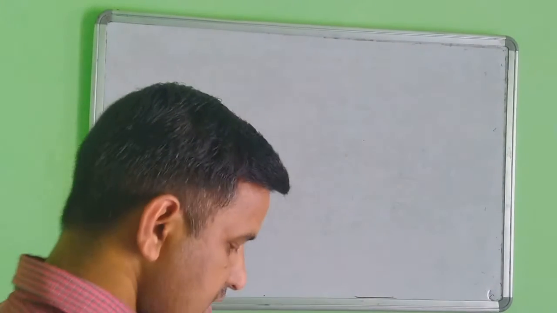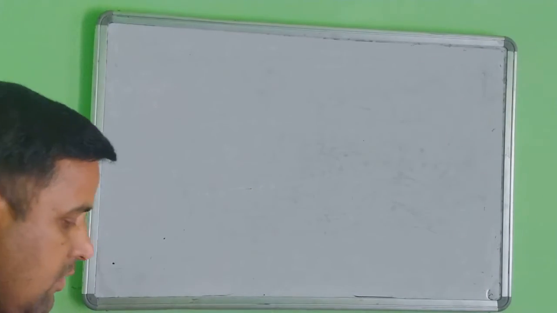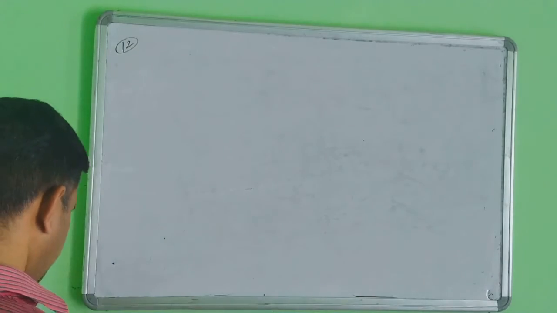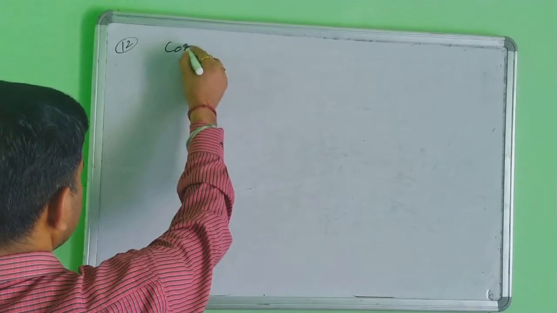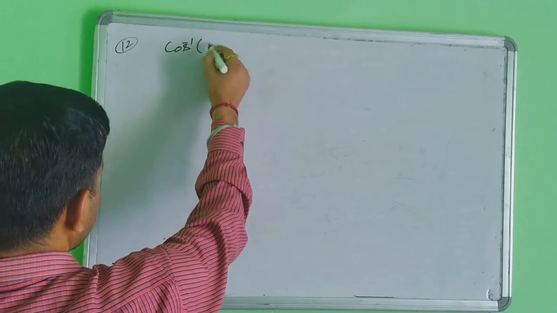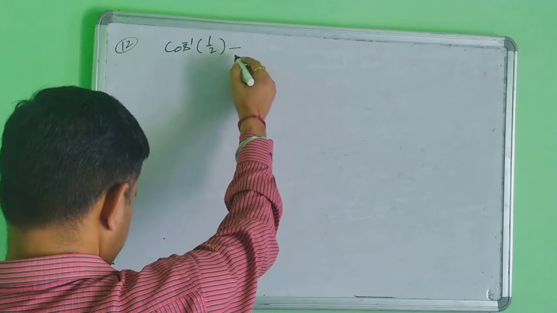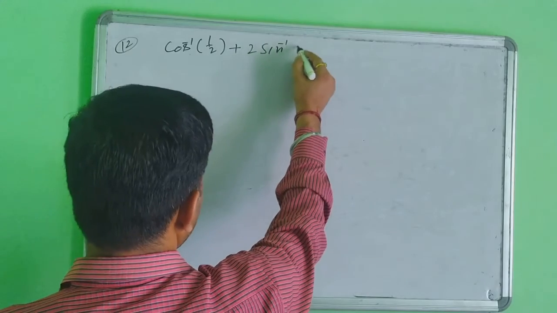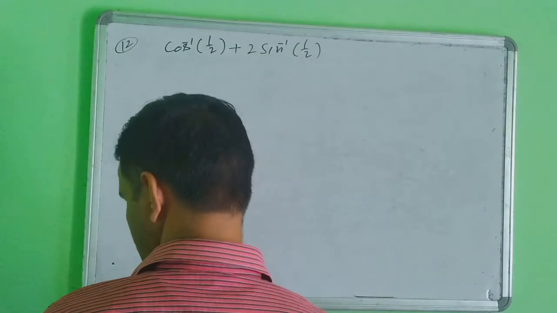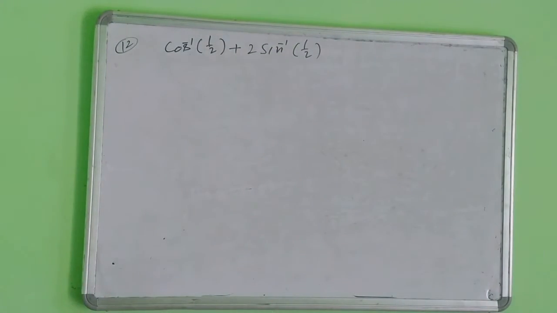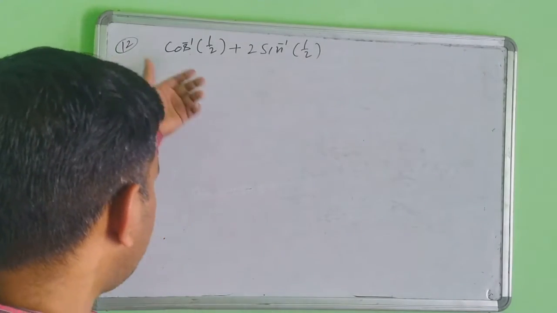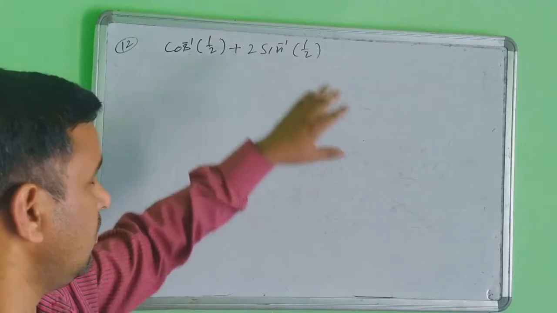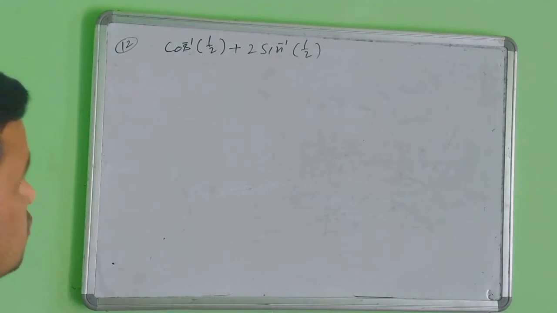Yes, students, next question I am taking, question number 12 from the NCERT book. Question number 12: cos inverse 1 by 2 plus 2 sin inverse 1 by 2. Now, suppose you want to solve it in only one step, not step by step here. So how to solve it?